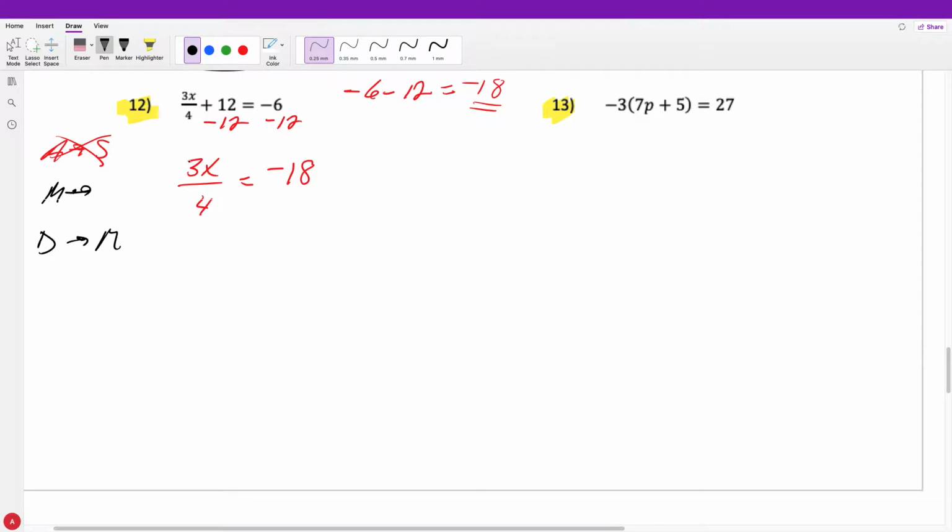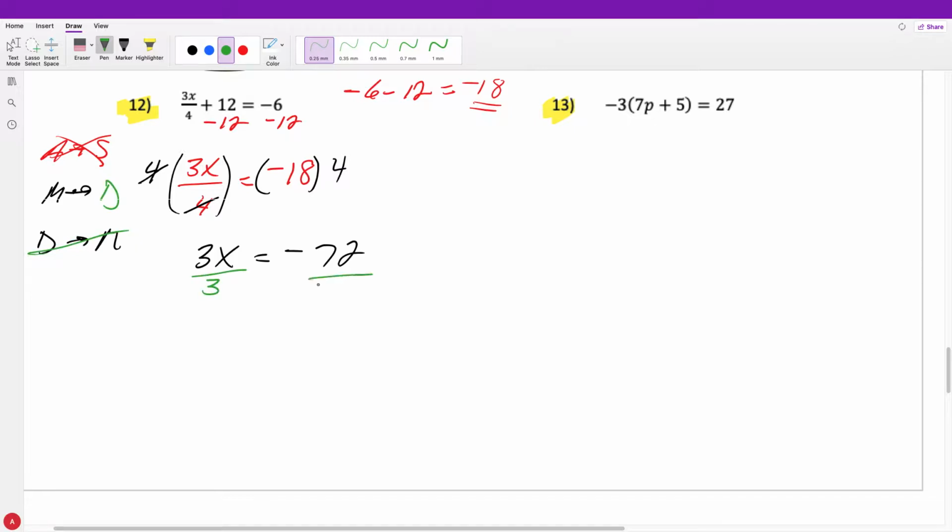So to get rid of division, we have to multiply. So if you want to do it step by step, I can multiply each side by 4, and then these will cancel out. And now I'm left with 3x is equal to negative 72. And then I still have my multiplication to get rid of through division. So I divide each side by 3. And then I get x is equal to negative 24. And that would then be our final answer. All right, so that is one way you can do it.